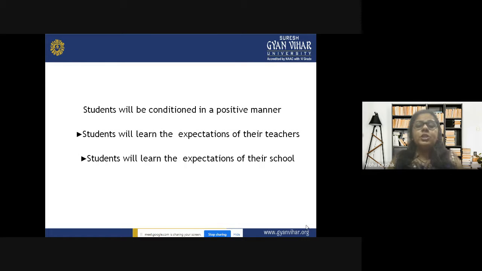Students will be conditioned in a positive manner. Students will learn the expectations of their teachers, that they have to be quiet when the teachers are writing on the board. Students will learn the expectations of their school, what the school is expecting from them.